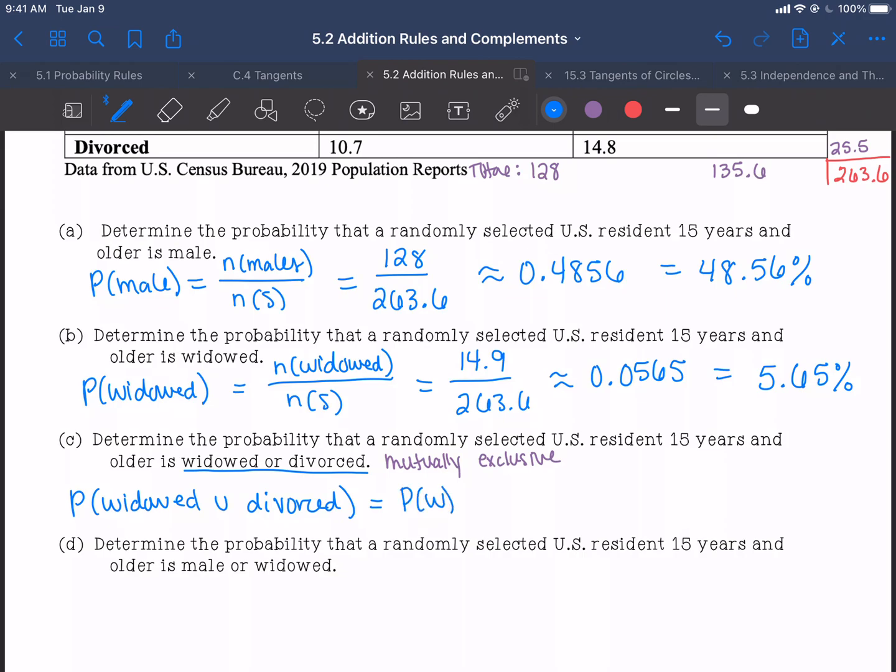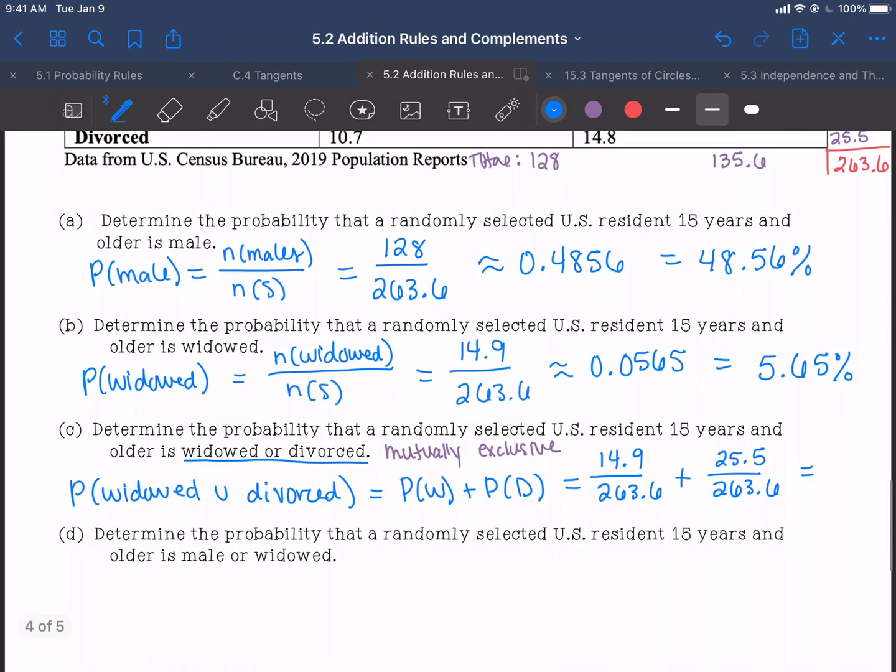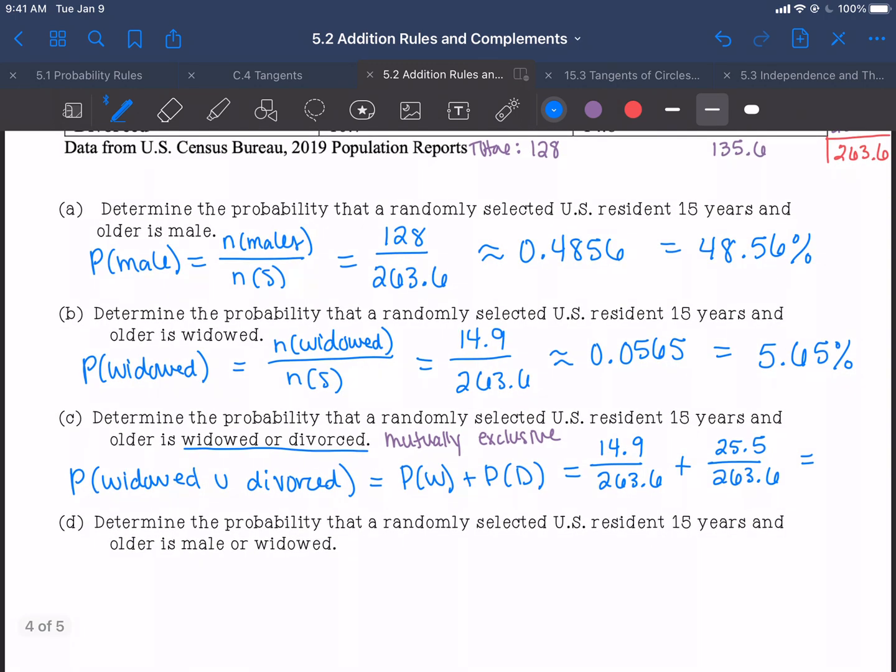you're going to take the probability of being widowed plus the probability of being divorced. So that would be 14.9 out of the 263.6 for widowed, plus for divorced there's 25.5 million out of the 263.6. If you just add your numerators and then divide by the 263.6, you get approximately 0.1533, which would be 15.33%.